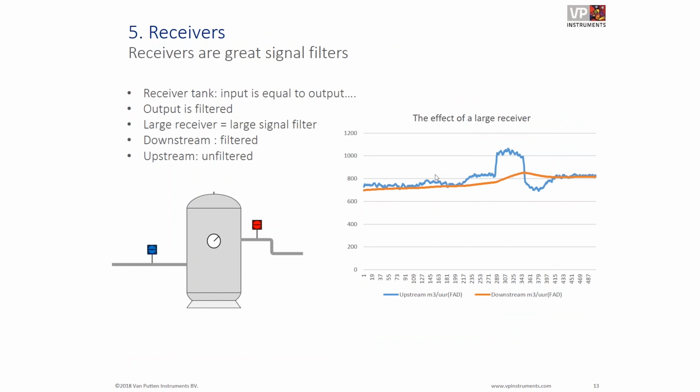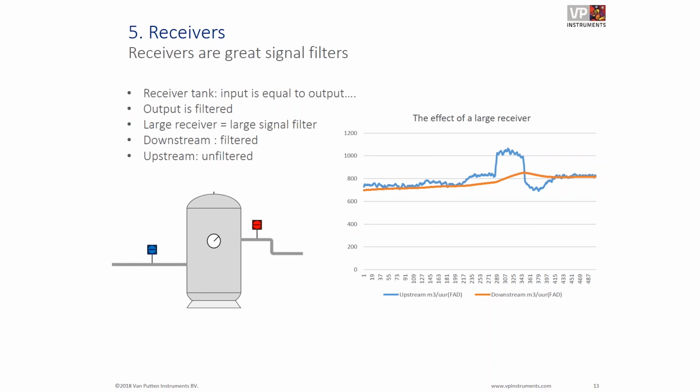Receivers you can compare to filters, and not filters for air, but like signal filters, like electrical filters. If you're measuring up or downstream of a receiver, you will get a different signal, depending, of course, on the size of the receiver. The input flow is most of the time equal to the output, unless there is a drain in the receiver which is leaking, which can also be revealed by this.